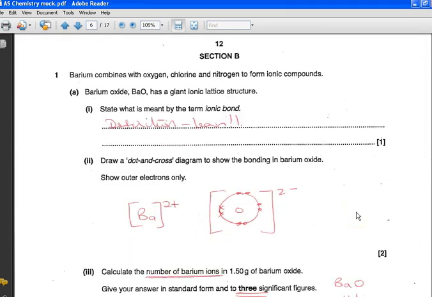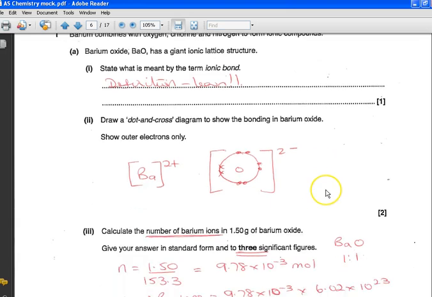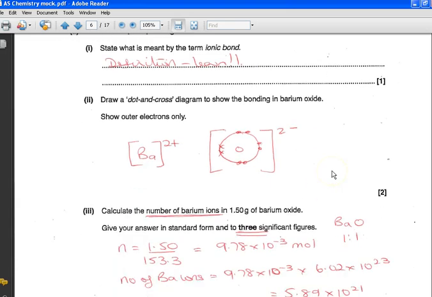Okay, section B. Let's have a quick look. Question 1. Alright, we've got a definition here which should be straightforward. You know, the electrostatic attraction between oppositely charged ions. You have to learn it. A number of you didn't get that right.